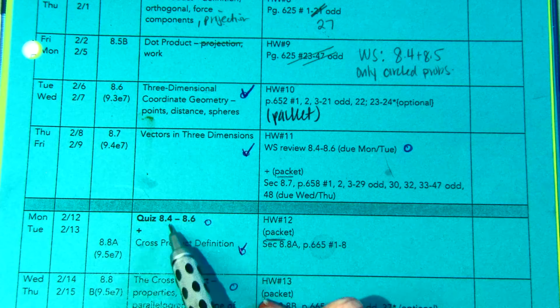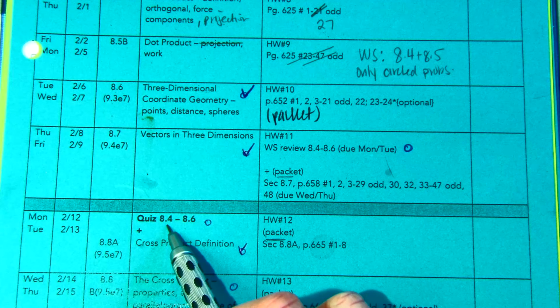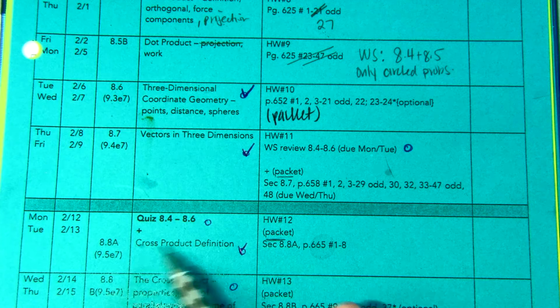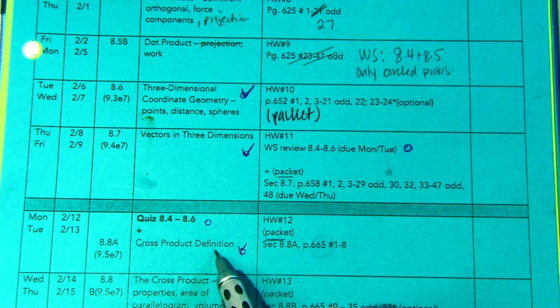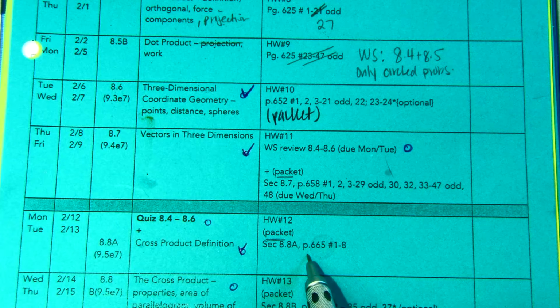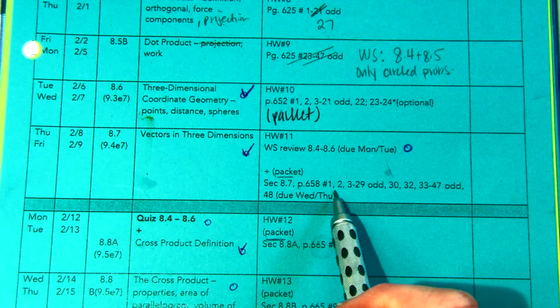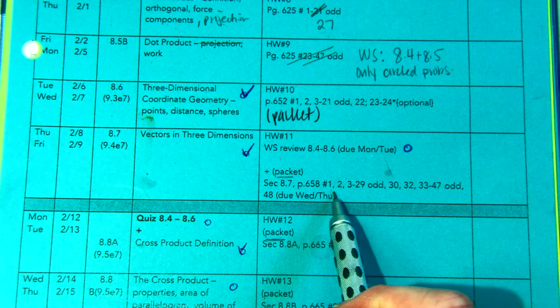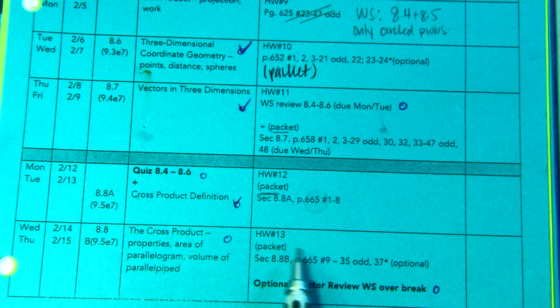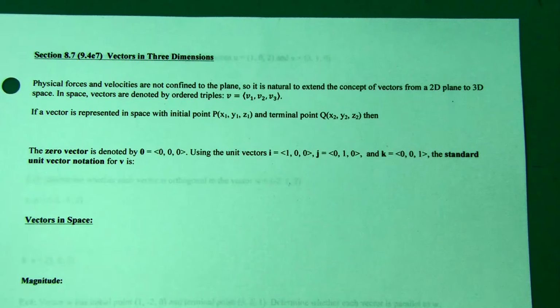Monday, we're going to take our quiz. You will be allowed to use a calculator. And then there's a quick little handout on the cross product, and then there'll be some quick little problems as well. So both this homework, section 8.7, and this homework, 8.8, will both be due on Wednesday, Thursday. Okay, so today's focus is to talk about vectors in 3 dimensions.